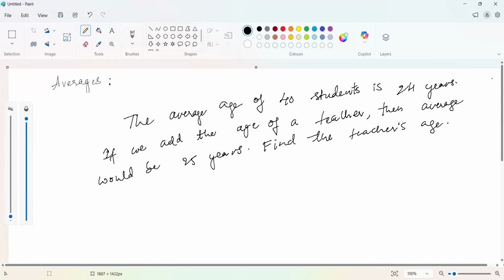65 is correct. Yes, 65 should be correct. The age of the teacher should be 65.